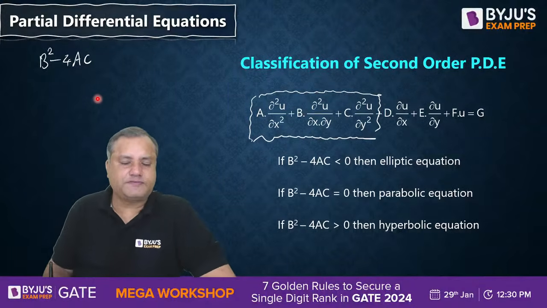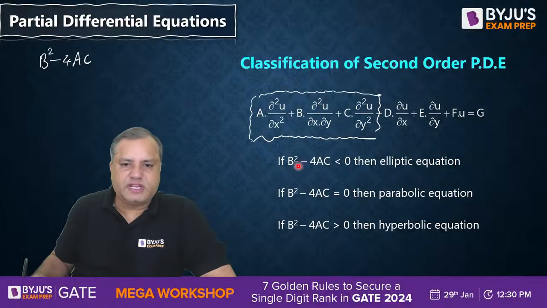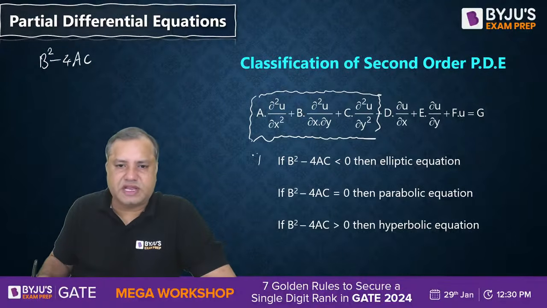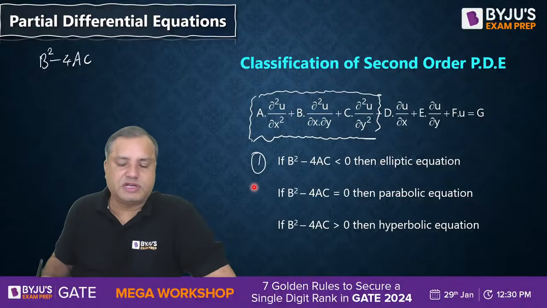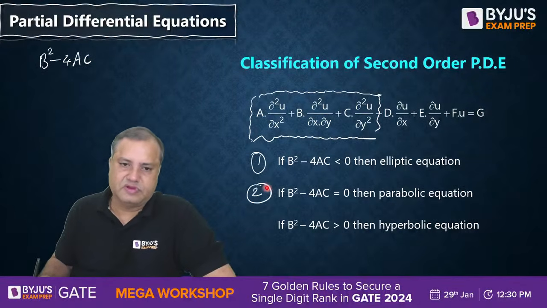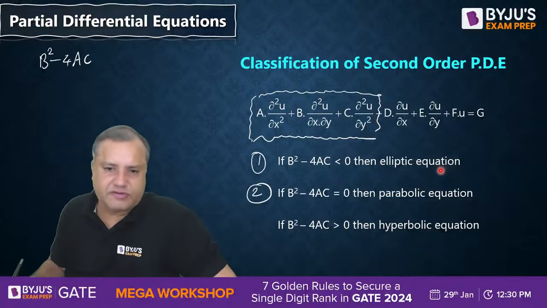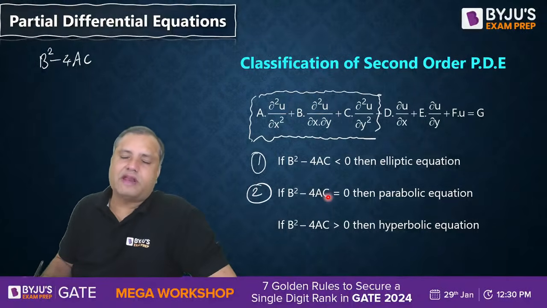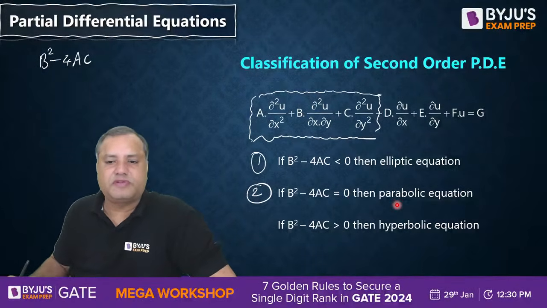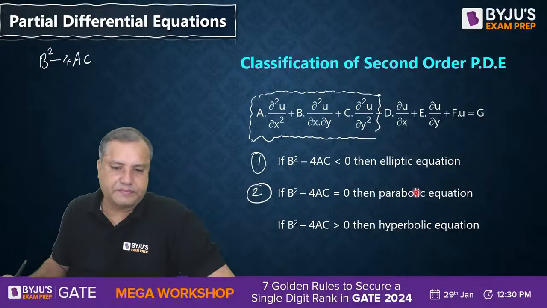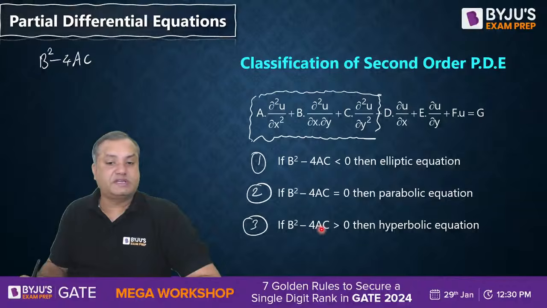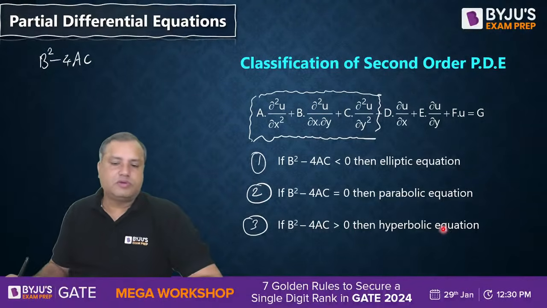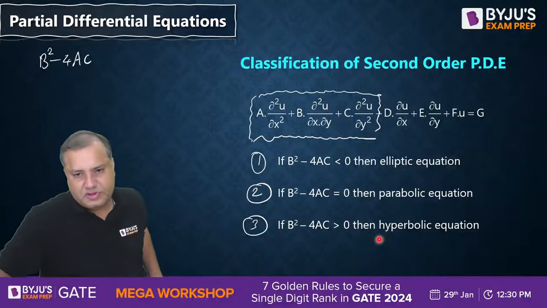If b square minus 4ac is less than 0, then the type of equation is elliptic equation. So the solution curve will be an ellipse. Leave it, just remember elliptic equation. If b square minus 4ac is 0, then the type of equation will be parabolic equation. And the third possibility, when b square minus 4ac is greater than 0, then it is a hyperbolic equation.